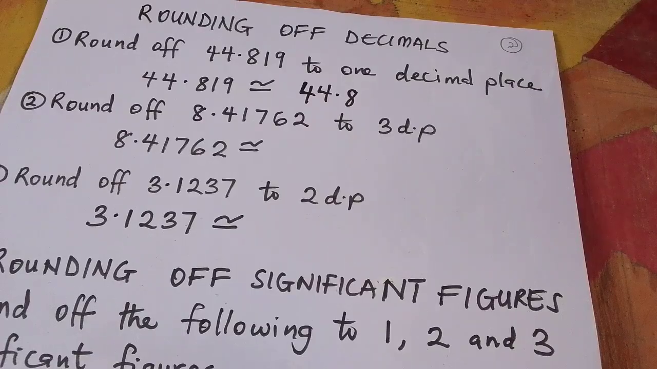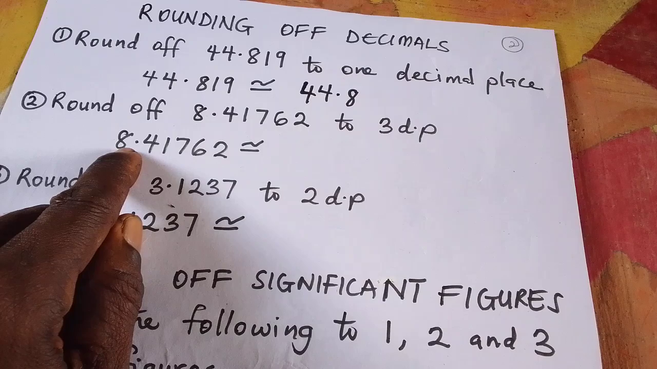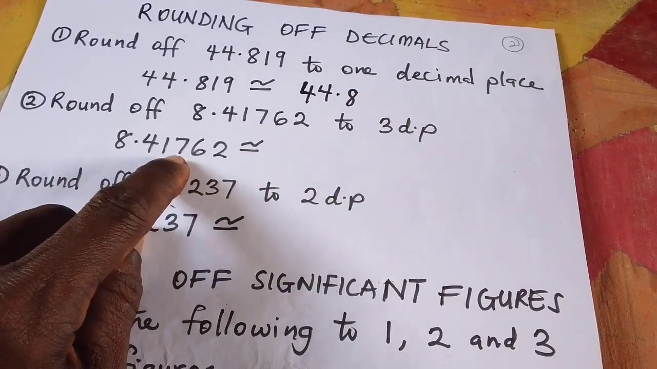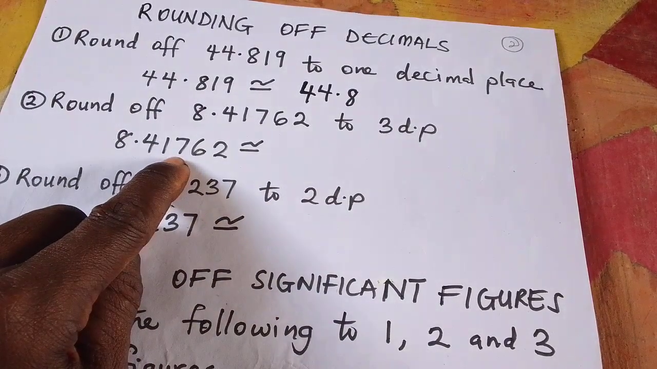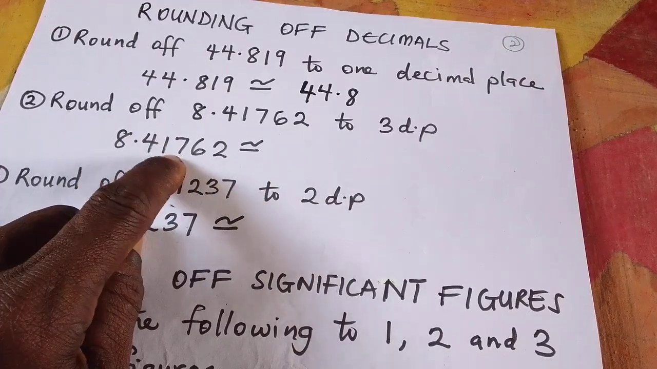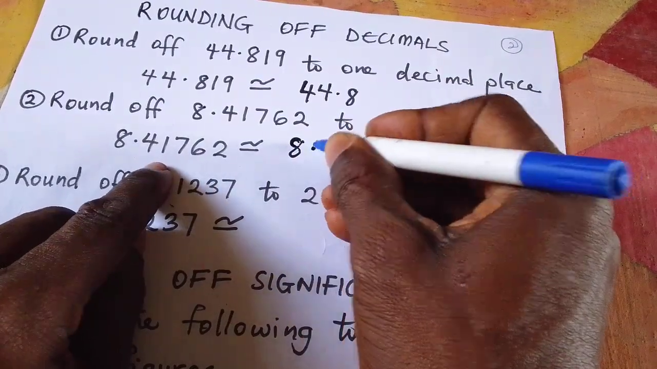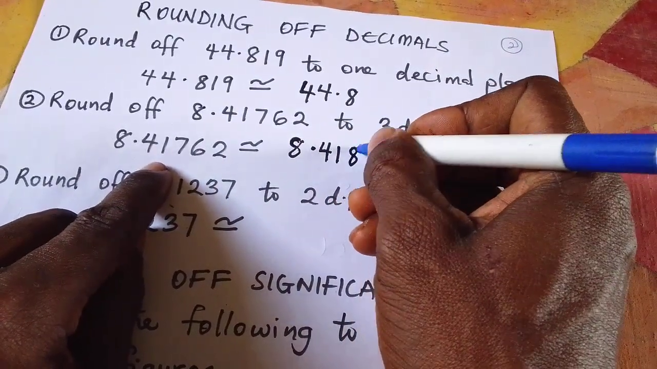This is the second example. Round off 8.41762 to 3 decimal places. So to round this up to 3 decimal places, this is the decimal. After the decimal, you count 3 numbers, 1, 2, 3. So after the third number, the next number is 6. It's more than 5. So before you cut it off, you add 1 to this 7, making it 8. So that means you'll be having 8.418.